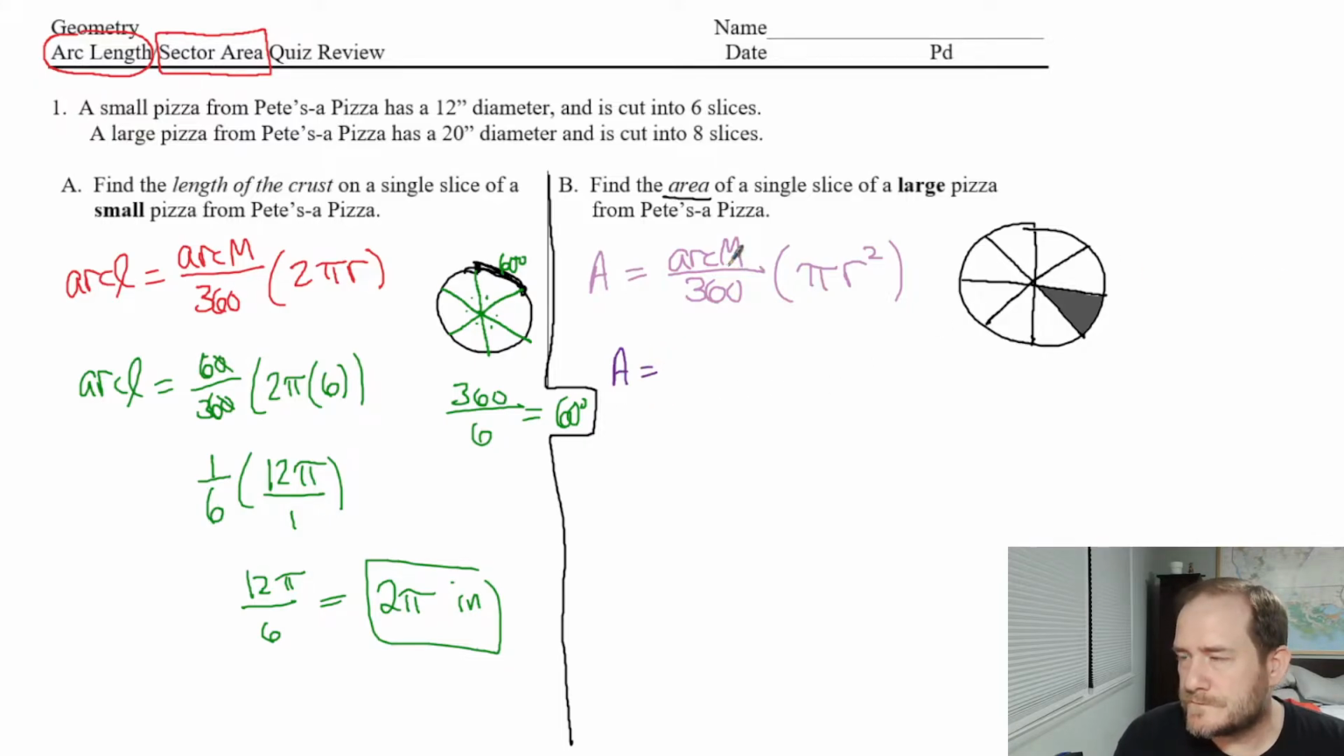Again, we could find the arc measure, but I hope you don't need to. I hope you know that what this is going to come out to is 1/8. We're trying to find one of these sectors out of 8. So you know it's going to be 1/8.